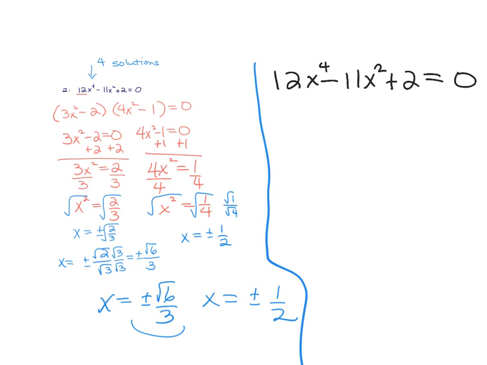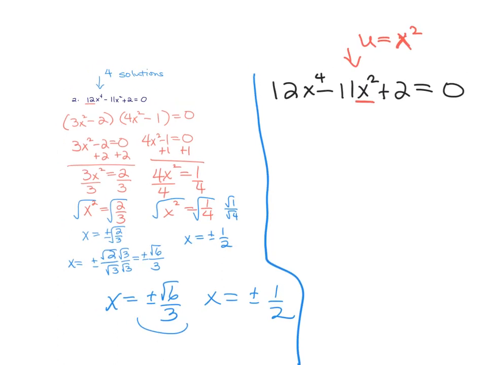I am going to introduce a new variable, and my variable is going to be called the letter u, and it's going to represent the variable that's in the middle term. So I'm going to let u equal x squared. So if u equals x squared, then u squared equals x to the 4th. So now what I'm going to do is I'm going to write my equation as 12u squared minus 11u plus 2 equals 0. Now I don't have a 4th power to deal with.